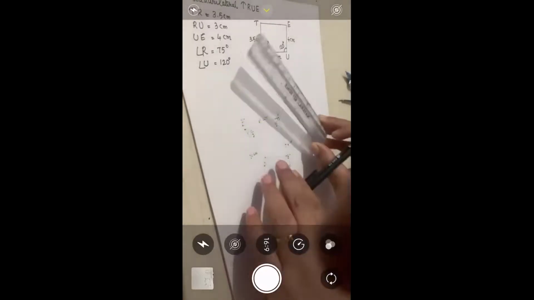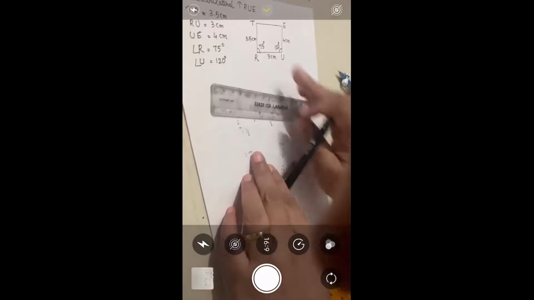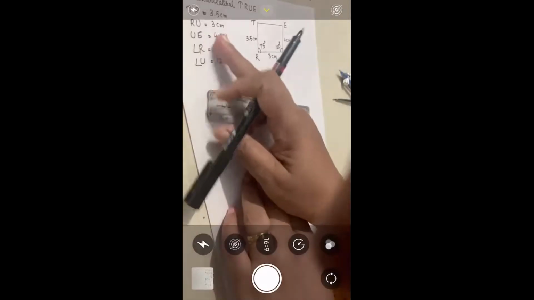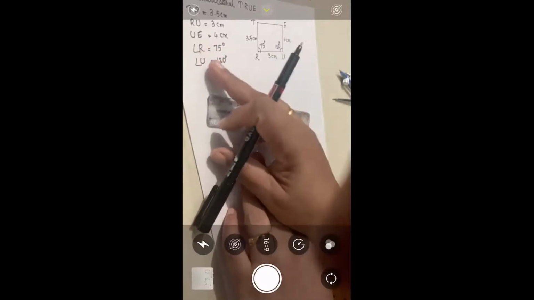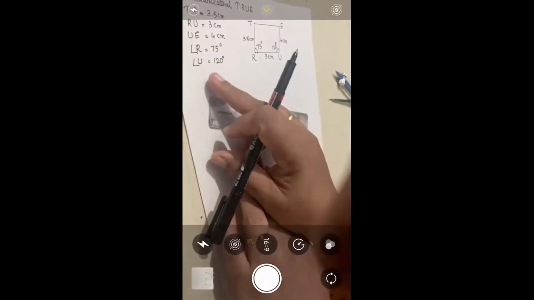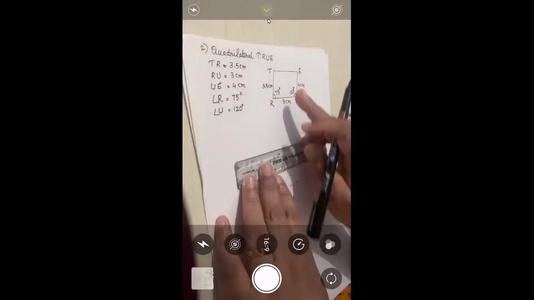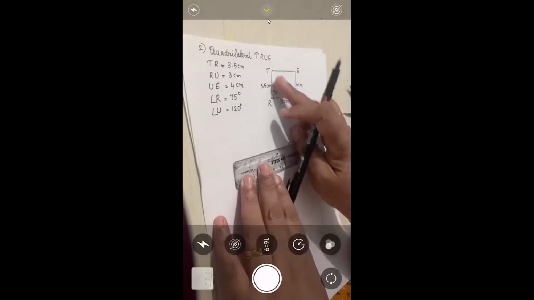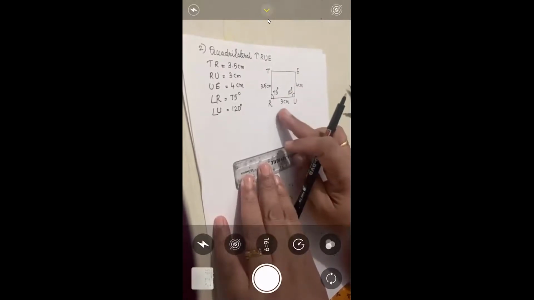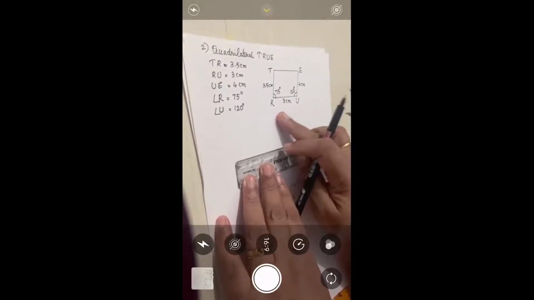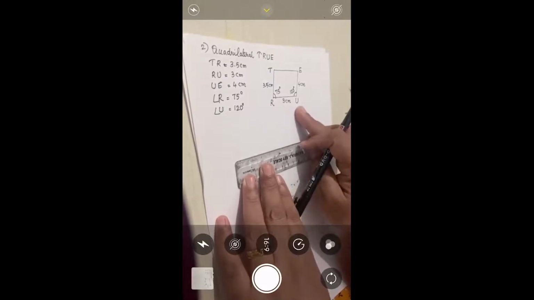That is, we have to construct quadrilateral TRUE. TR equal to 3.5 cm, RU 3 cm, UE 4 cm, angle R equal to 75 degree, angle U equal to 120 degree. So here in this quadrilateral, the given measurements are written. I have told you, two angles are given, base angles R and U. So the side containing those two angles, we will draw first. That is, first you have to draw line segment RU of length 3 cm.